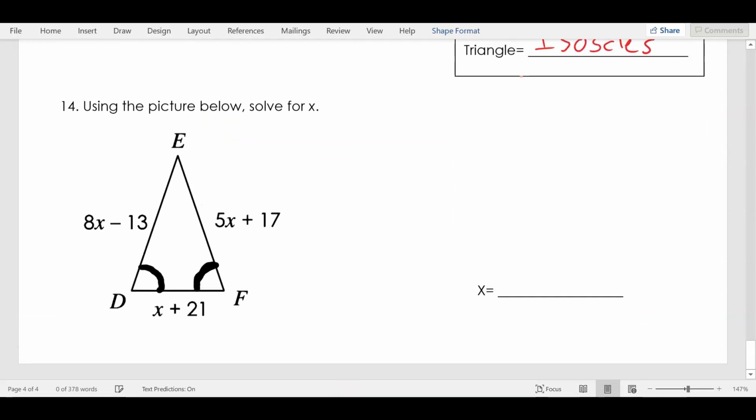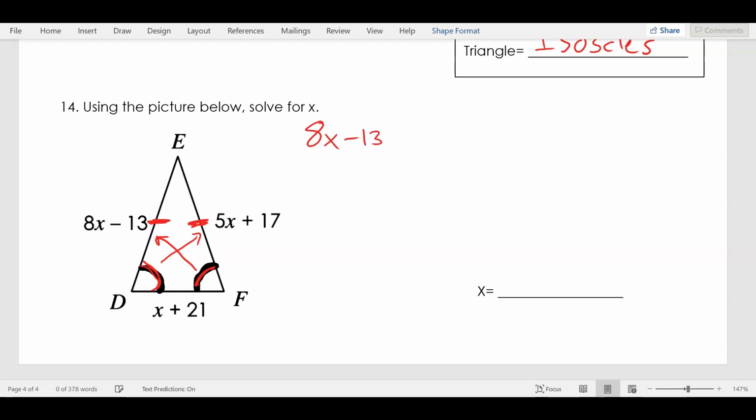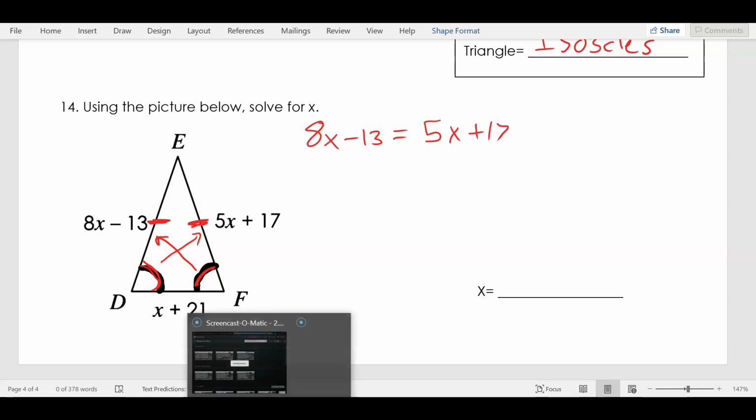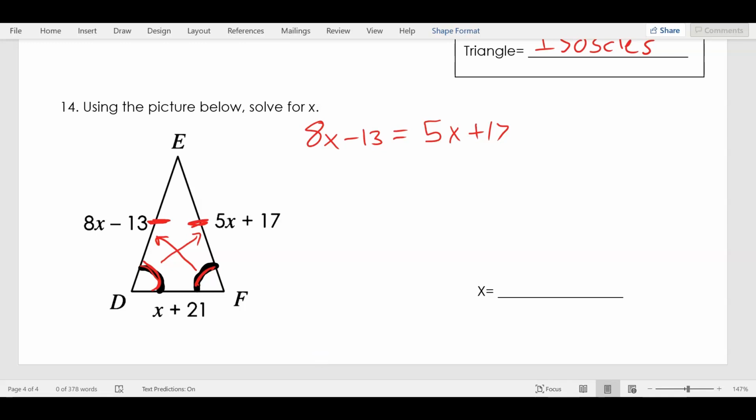All right, last one. Using the picture below, solve for x. So check it out. If we know that these two angles are congruent, then you go across. That means that these opposite sides are congruent. And we did one like this before. That means that these two side lengths are equal as well. So let's write that out. 8x minus 13 equals the other congruent side that matches, 5x plus 17. Like I was saying, these two sides are congruent. You don't have to include the x plus 21 because that is not a congruent side.